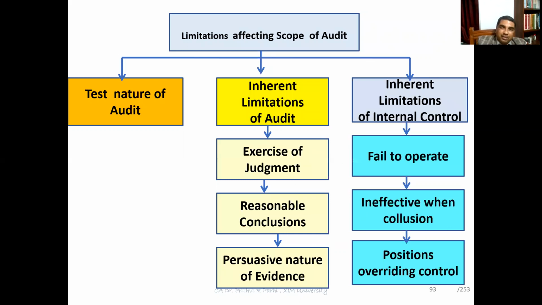Okay. And if you see the limitations which are affecting the scope of audit, first of all, when auditing is done, the procedures that are applied are of a test nature. That means the auditor tests certain transactions. It may not be possible to test all the transactions. Let us say certain vouchers are selected, certain transactions are selected. So, because of the test nature of audit, there are limitations.